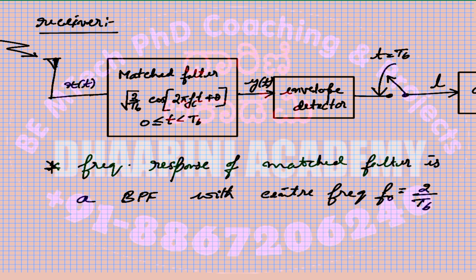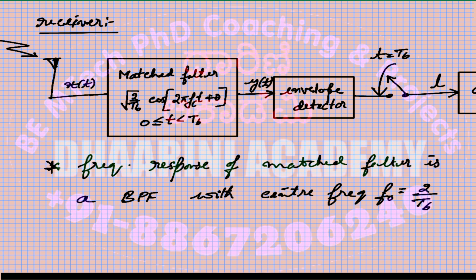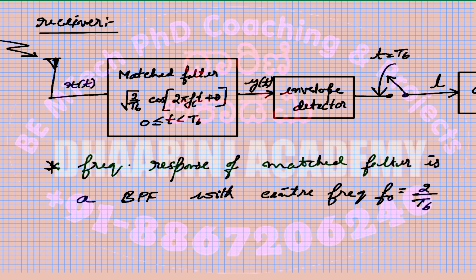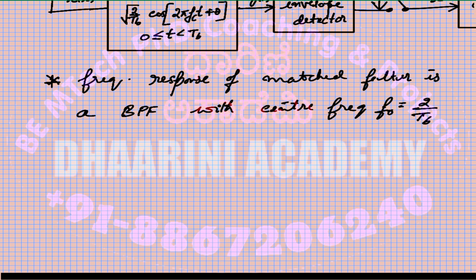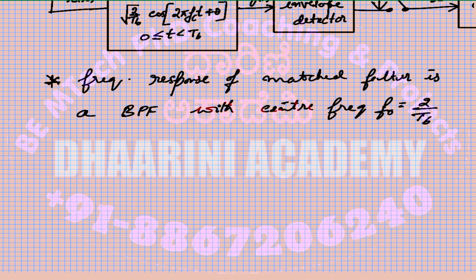We try to detect the maximum value, or the envelope of that signal y of t. When we find that envelope and it is sampled at a particular time t equal to tb, the decision is made such that if that value is greater than VTH, the decision is in favor of symbol 1, otherwise in favor of symbol 0. Again, we have a derivation corresponding to the average probability of symbol error here.